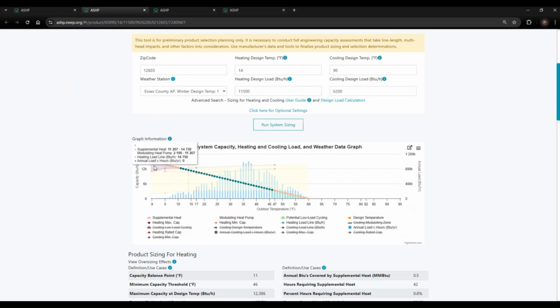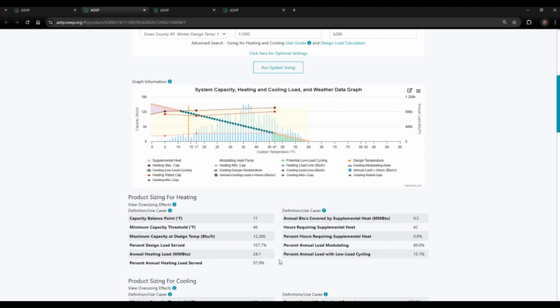We can see that there is a wedge in the top left for the supplemental heat needed. However, that capacity balance point is 11 degrees, which is below my heating design temperature. Therefore, supplemental heat will likely not be needed. There is also a potential low load cycling zone, but that potential low load cycling zone is small, green, and does not encapsulate a majority of the annual load times hours. Looking at the heating load line, we see it is green for a majority of the annual load times hours, and therefore within the heat pump's modulating zone.